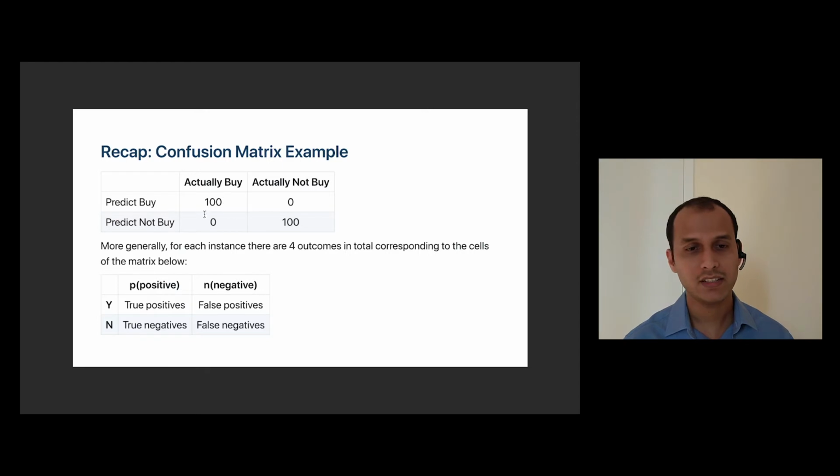Okay, and so here you can see that the classifier has 100% accuracy because it's predicting buy when actually the person or the test instance buys, and it's predicting that they will not buy when they actually don't buy.